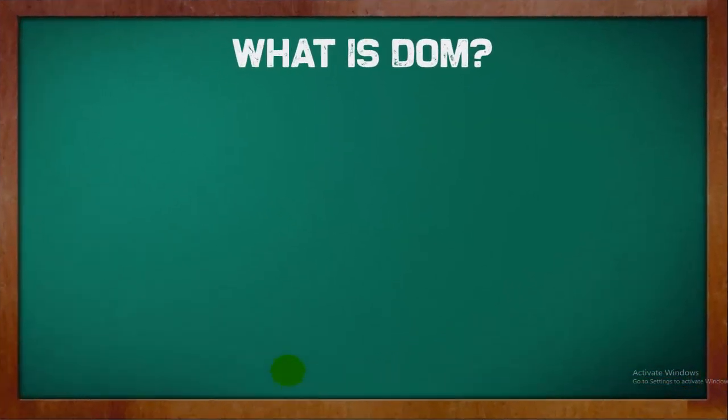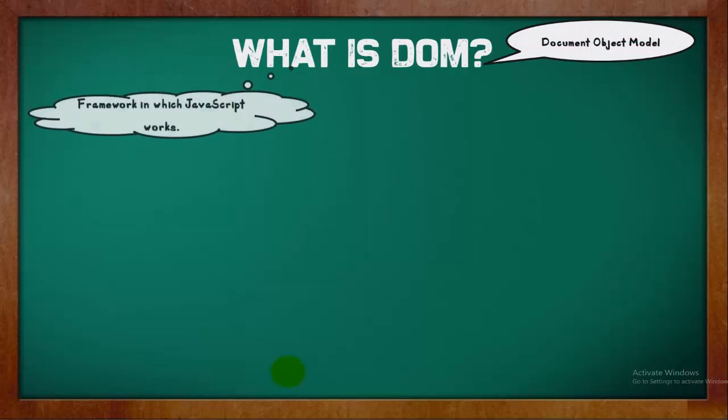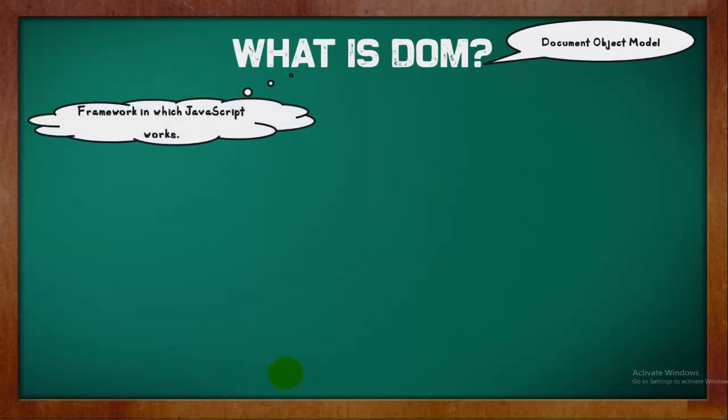Now we will learn about what is DOM. So what is the meaning of this DOM? DOM stands for Document Object Model. And this DOM is not a language, it is a framework in which your JavaScript will work. Okay, so without the help of DOM there is no JavaScript, without the help of JavaScript there is no DOM. So it is like an interrelationship among them. So DOM plays the backbone of JavaScript. If there is no DOM, there is no JavaScript.